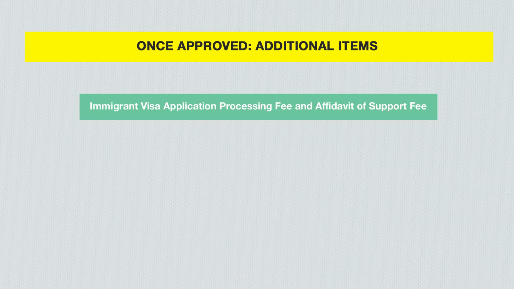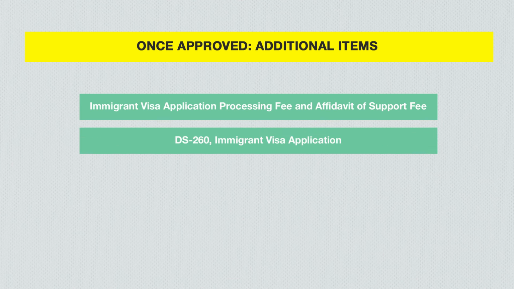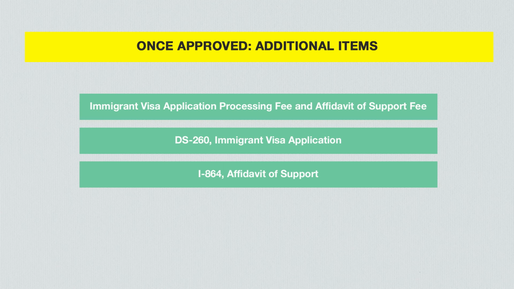That comes next. Once the I-130 is approved and a visa is available, the NVC instructs the beneficiary and petitioner to submit additional items such as immigrant visa application processing fee and affidavit of support fee. Immigrant visa application, also known as Form DS-260. Financial sponsorship from the petitioner, also known as Form I-864, affidavit of support.